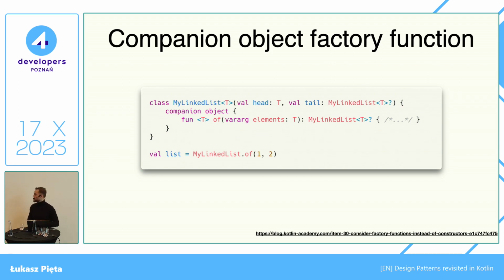Because as you can see here, now we know what's going to be created, right? Because there will be a my linked list instance, and the API is very simple. It's as simple as needed. So this is one of the ways of creating a factory function in Kotlin.